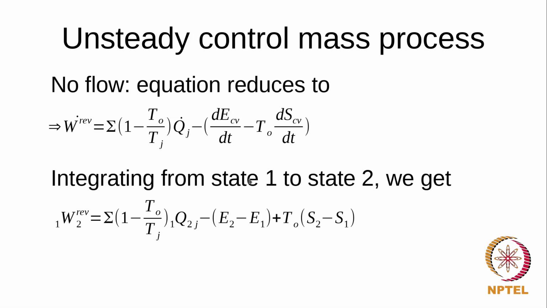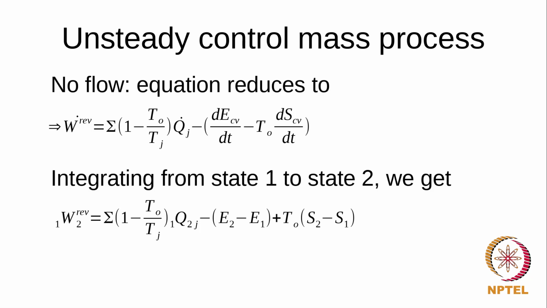We can also look at the unsteady process for a control mass. So we had the equation earlier, which we just derived, which showed us the work done in the case of a control volume. So if we take that equation, it's a general equation, and if we put m dot inlet and m dot exit as 0, because we have a control mass and there's no more flow coming in and out, whatever terms are left are essentially the unsteady control mass process.